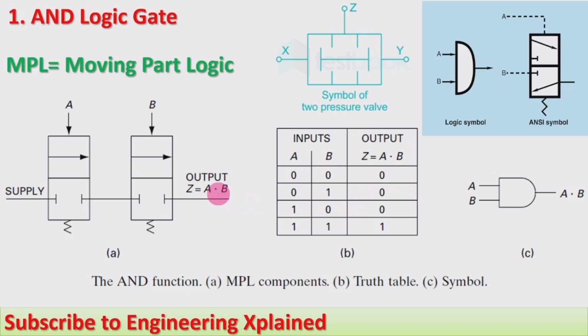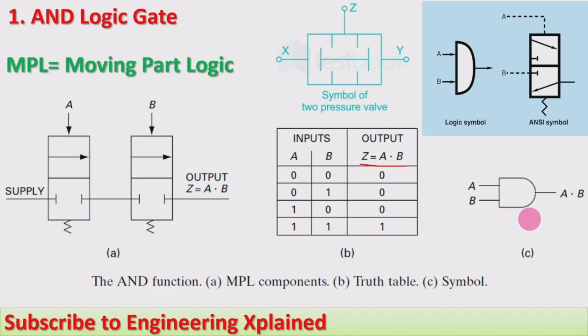As I have discussed already, in this MPL component, only when both the inputs are higher will the output be higher. If any one is lower, the output will be lower. Here we can see that when A and B are both lower, the output will be lower. A lower, B higher, the output will be lower. A higher, B lower, the output will be lower. When A and B are both higher, the output will be higher, and we can see here Z is equal to A into B.